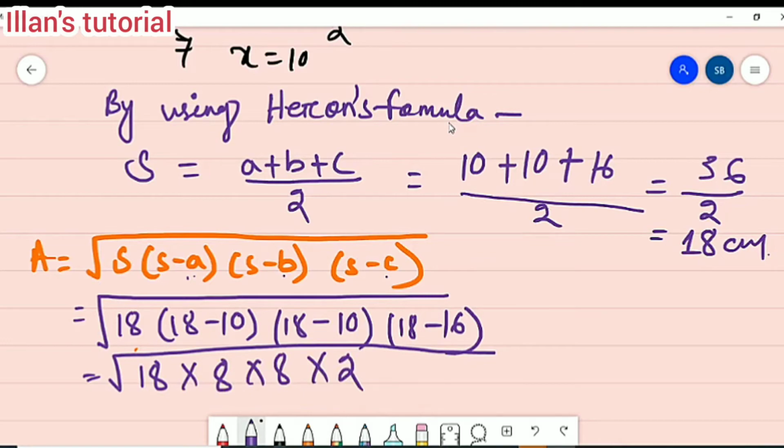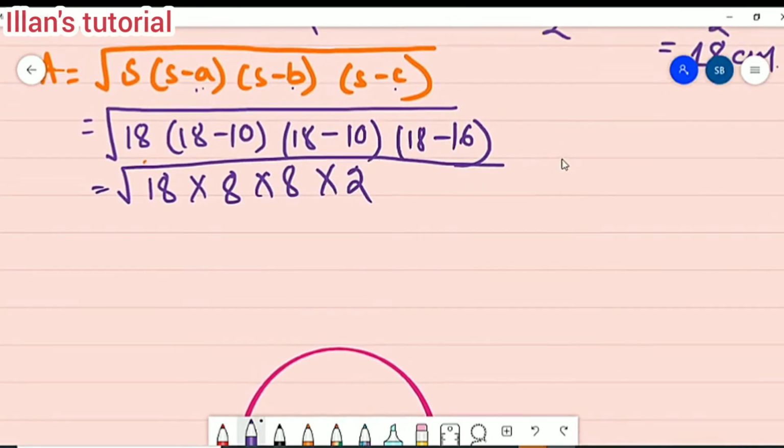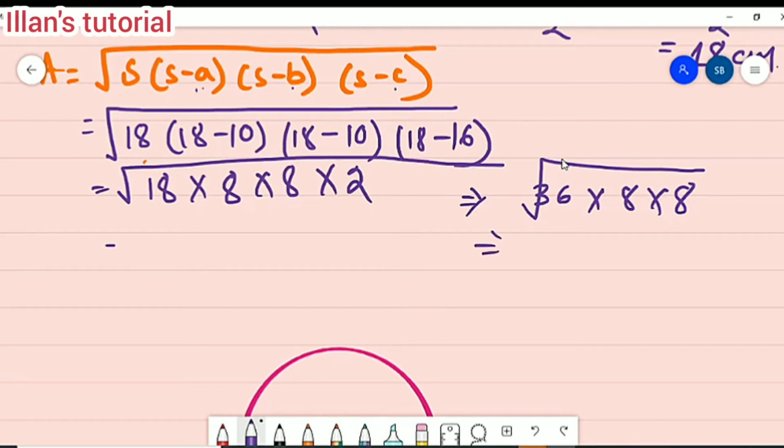So what we'll get here is 36 into 8 into 8. See, there is 18 and 2. I'll multiply both of them, 18 times 2 is 36, because the square root of 36 is 6. So here will be 6 and 8 and 8, and the answer will be 48 square centimeter. This is the area.